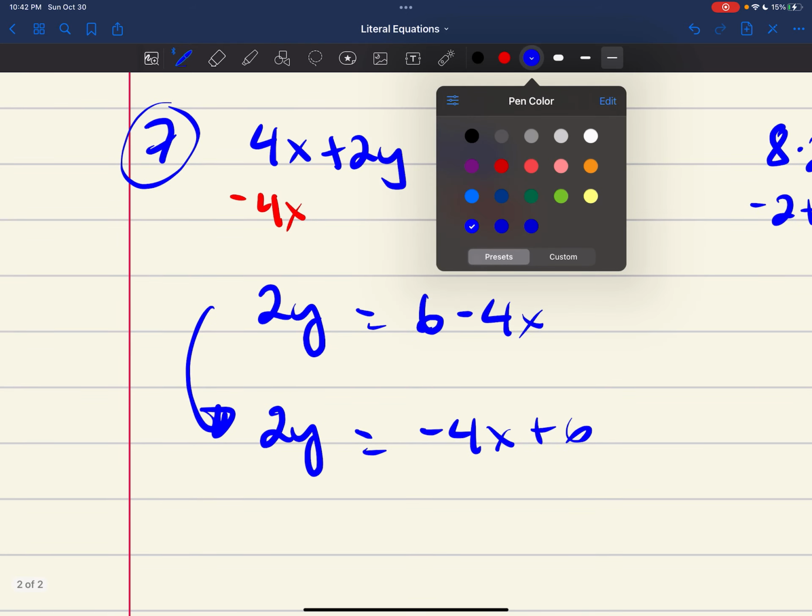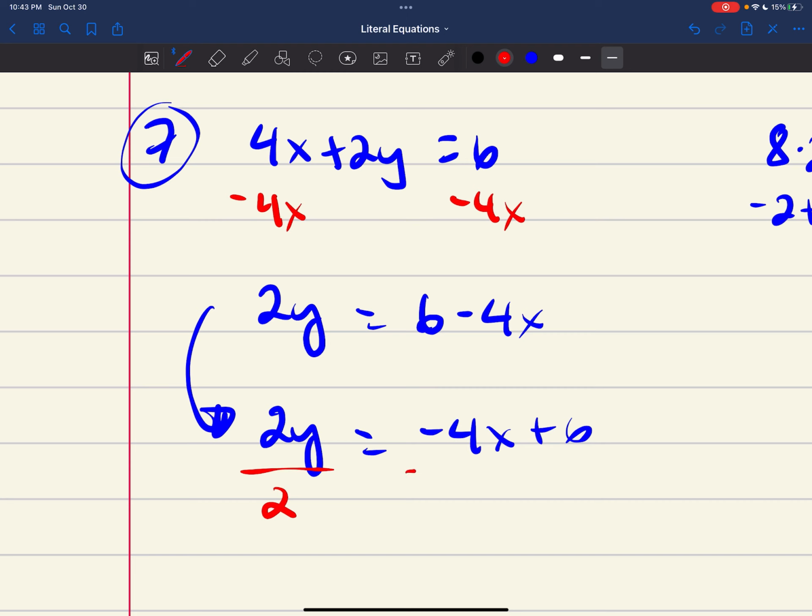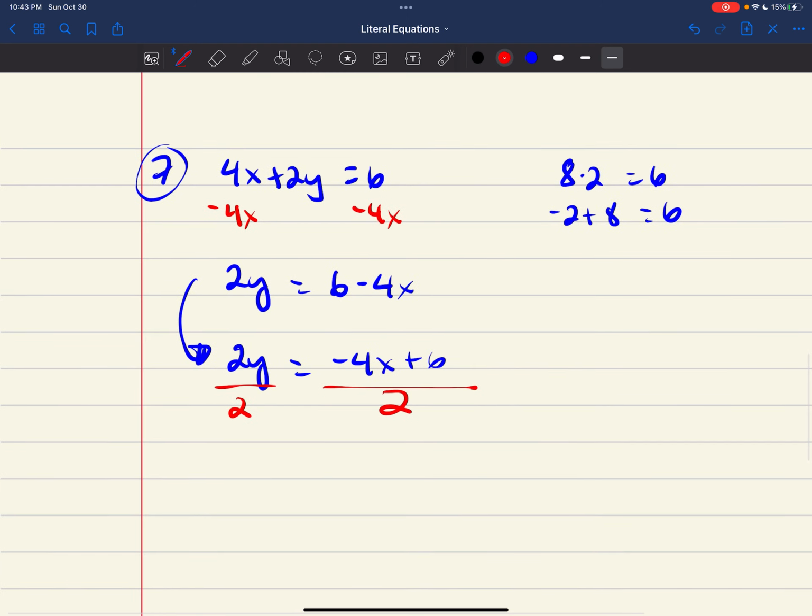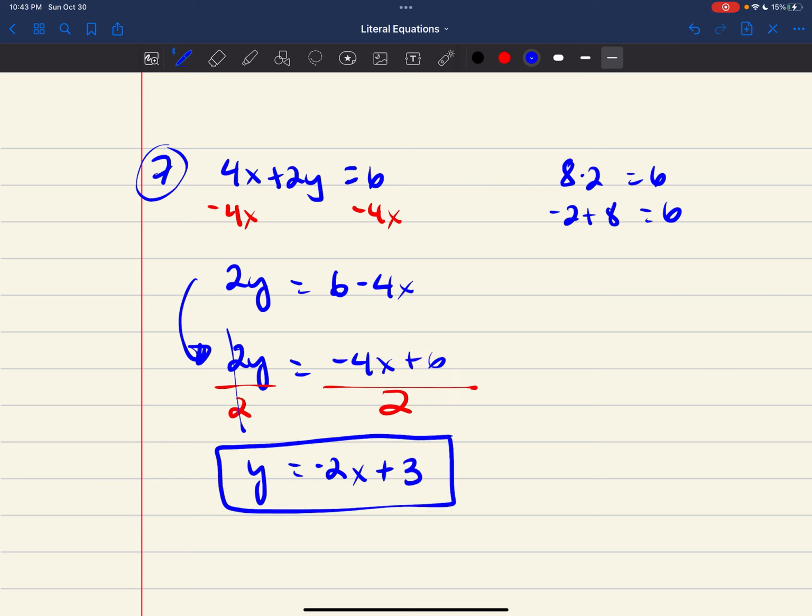I need to divide both sides by 2. Okay, so now I have y on the left side, and this negative 4x divided by 2. Well, negative 4 divided by 2 is just negative 2. So I can write negative 2 and then slap on the x because there's an x after the 4. Then I have this plus 6 divided by 2. This 2 goes into 6 about 3 times. So 6 divided by 2 is positive 3. And this is my answer.